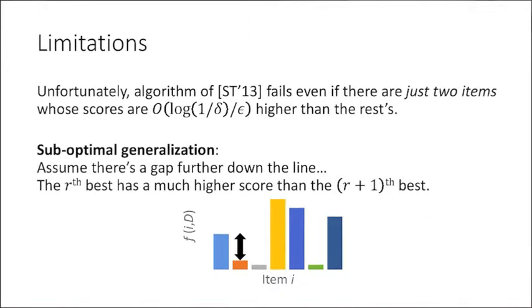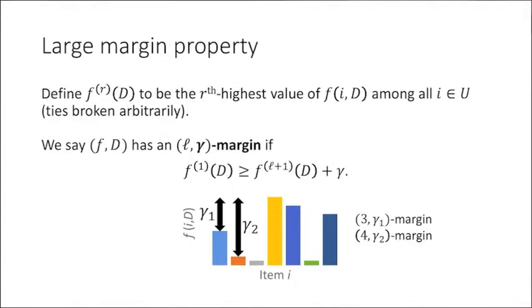It's actually quite simple. First, let's set up some definitions. Let f super r be the rth highest value. Again, these are just the order statistics, and we can break ties however you like. We'll define a concept which we call an L gamma margin. We'll say that the score function in the data set has a margin of L gamma if the best item is bigger than the L plus first best item by at least gamma. What this means is really that there are only L items within gamma of the best item.